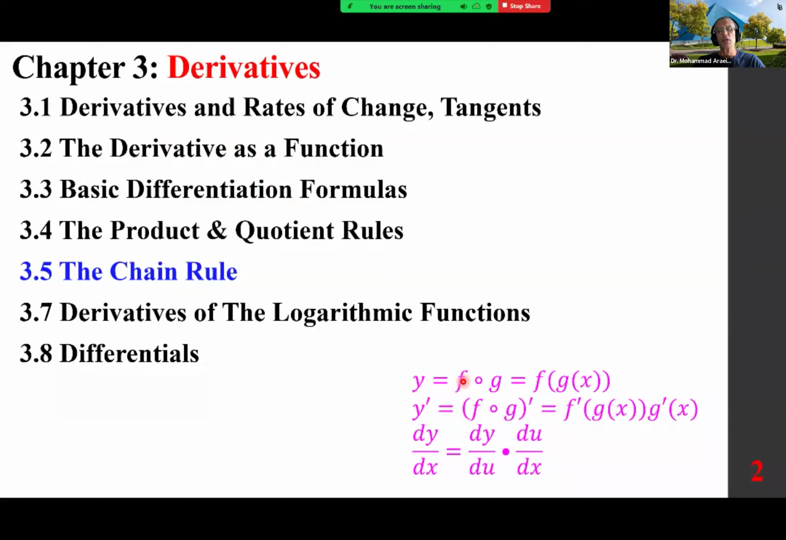So we start with the composite function, y equals f of g of x. Now y prime is f prime of g of x times g prime of x. Understand, f is the shell, the outer function, g is the inner function. In Leibniz's notation, dy/dx is dy/du times du/dx.